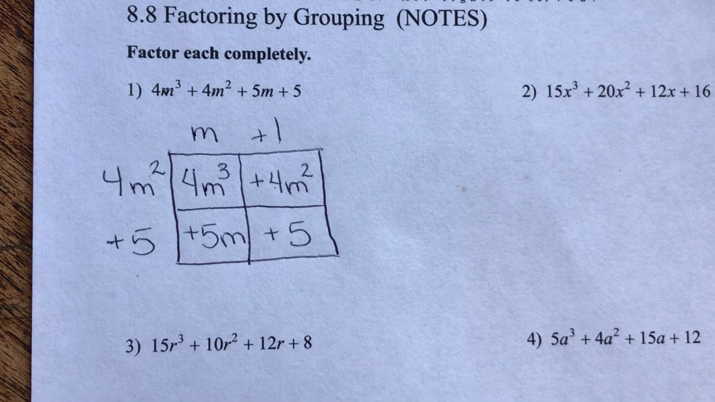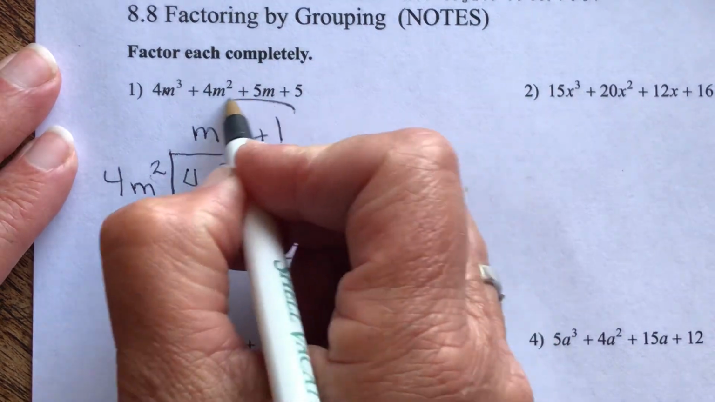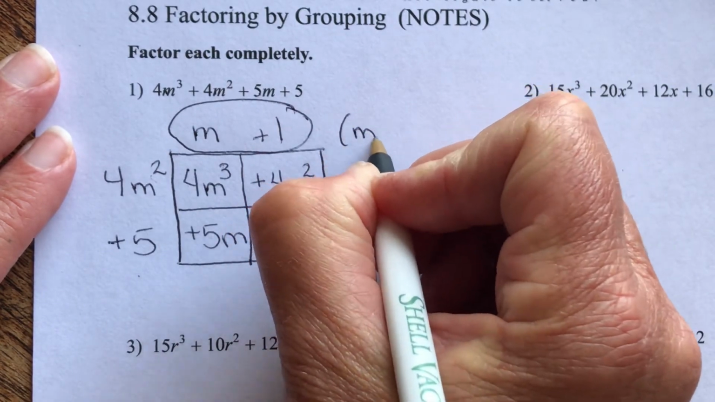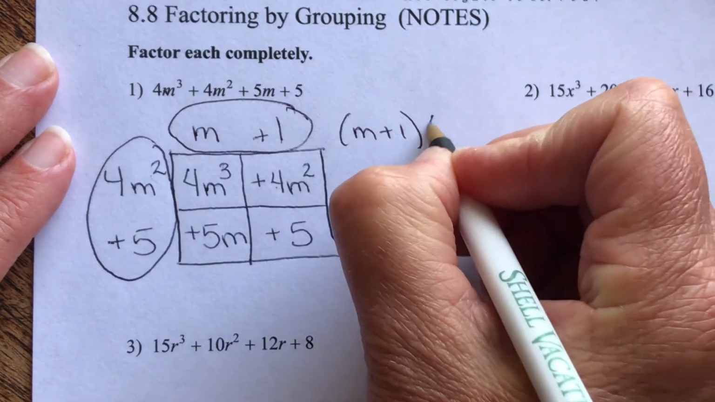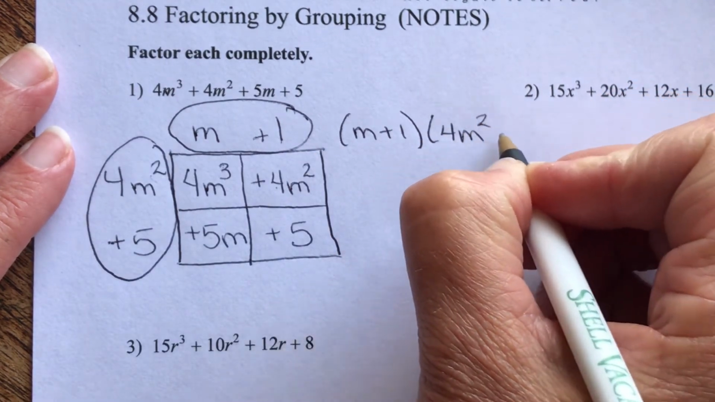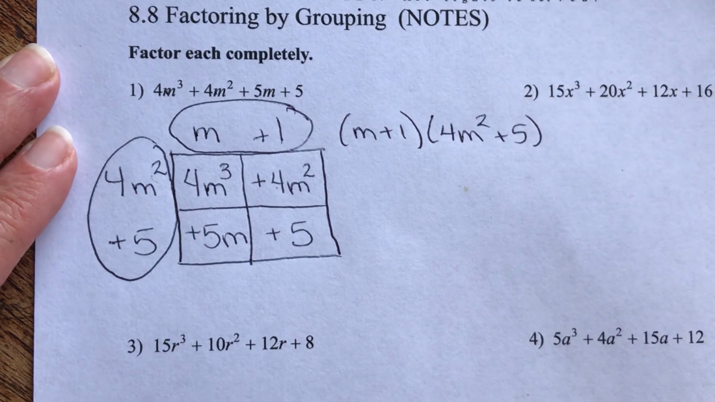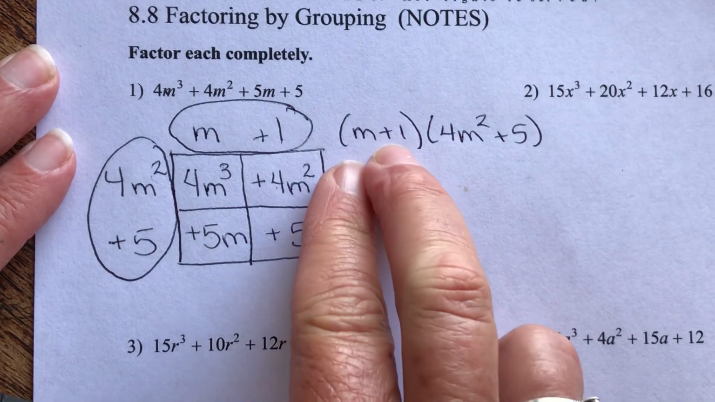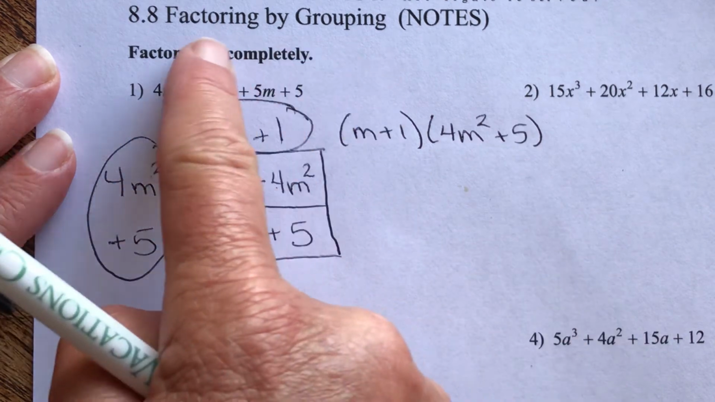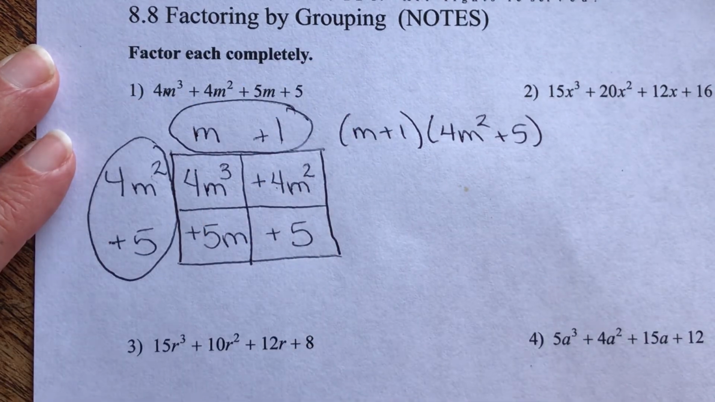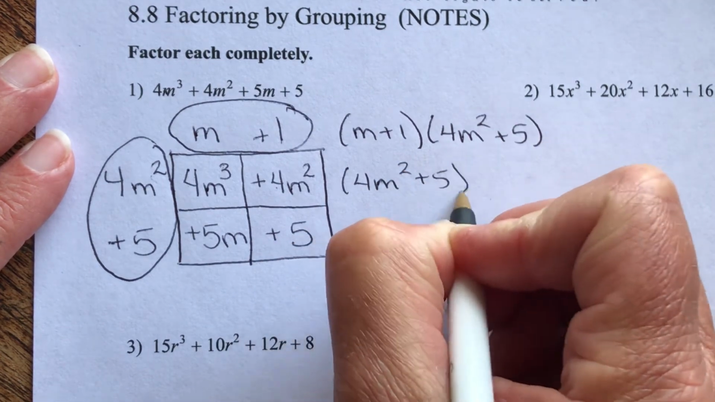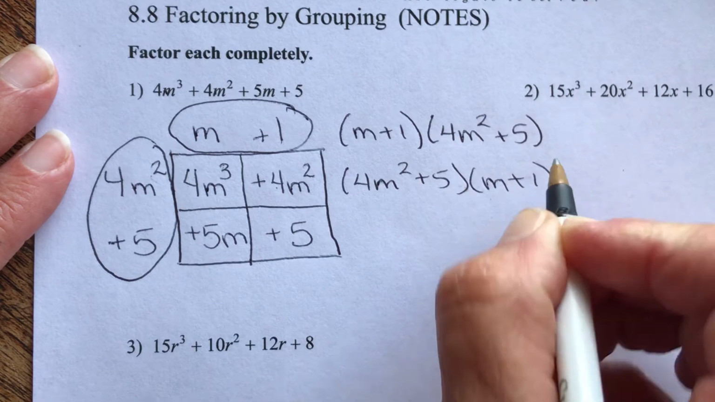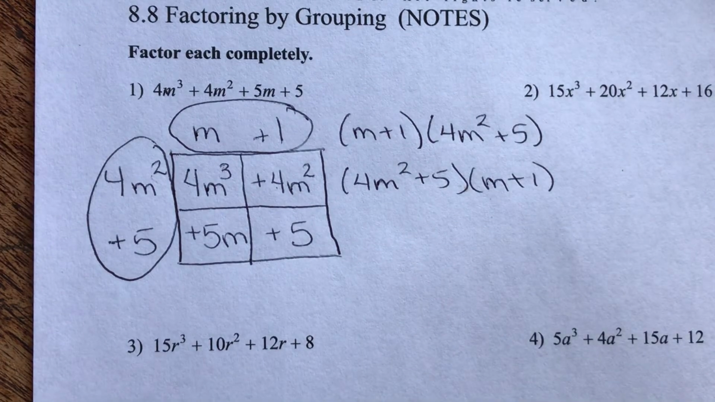You're like, well, what is the answer? The answer is this, m plus 1, times this, m squared plus 5. And that's our final answer. It's a binomial times a binomial that would make this 4-term polynomial. Now, you're probably thinking, Miss Miller, can I write the answer this way if I wanted to? Definitely. The commutative property allows us to move multiplication around and still get the same answer.